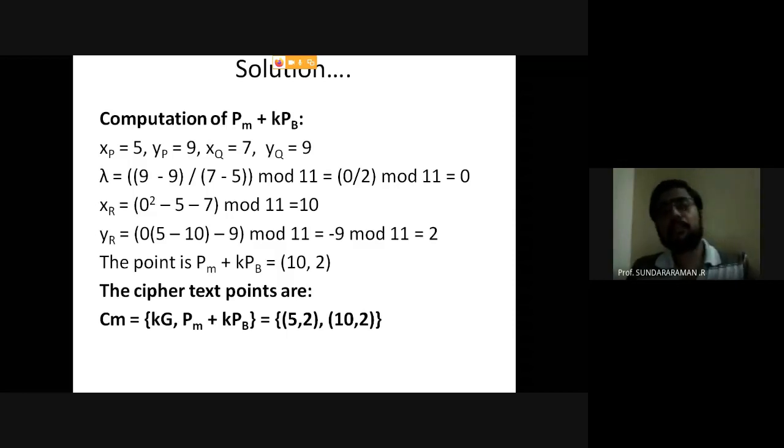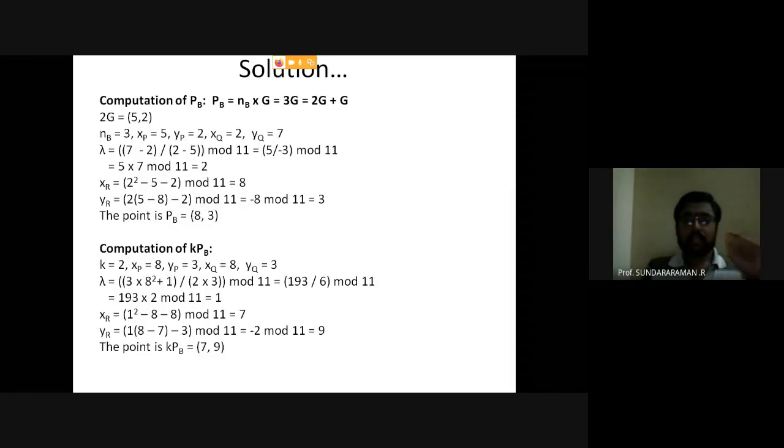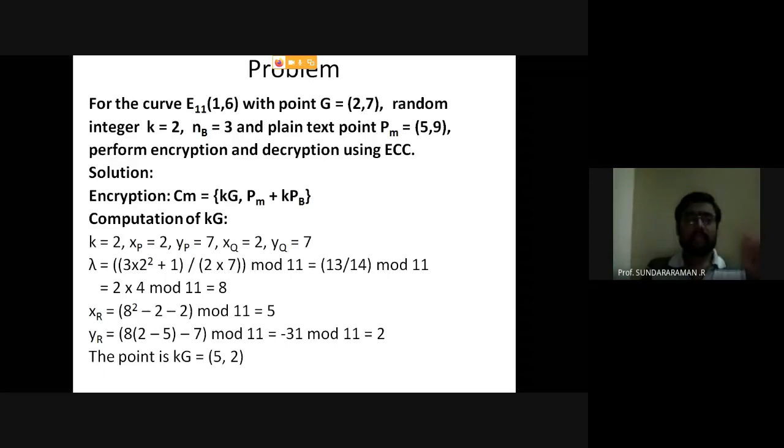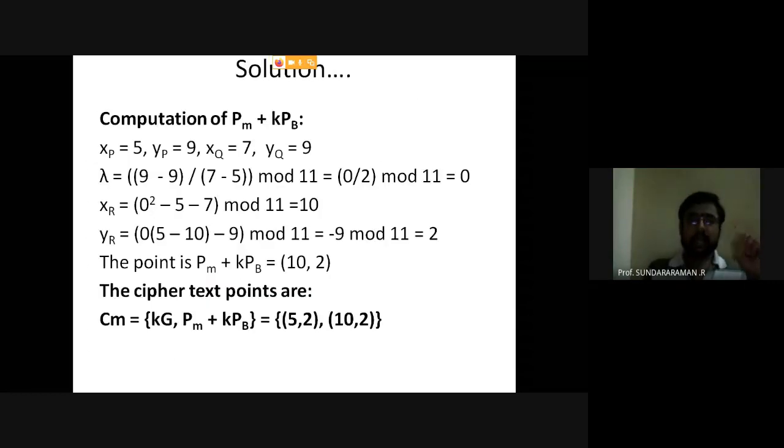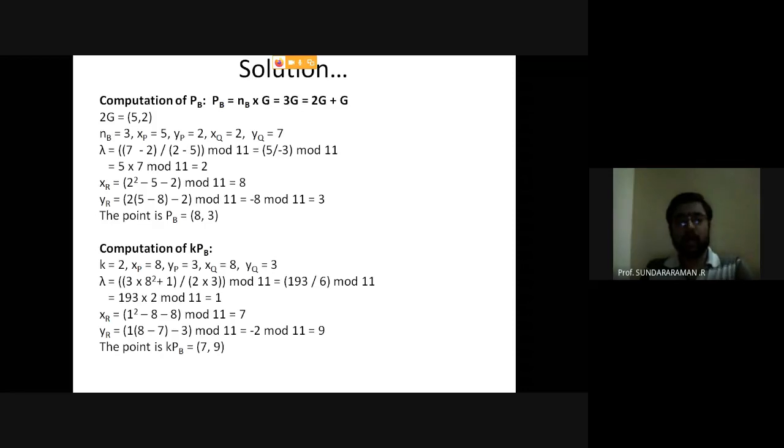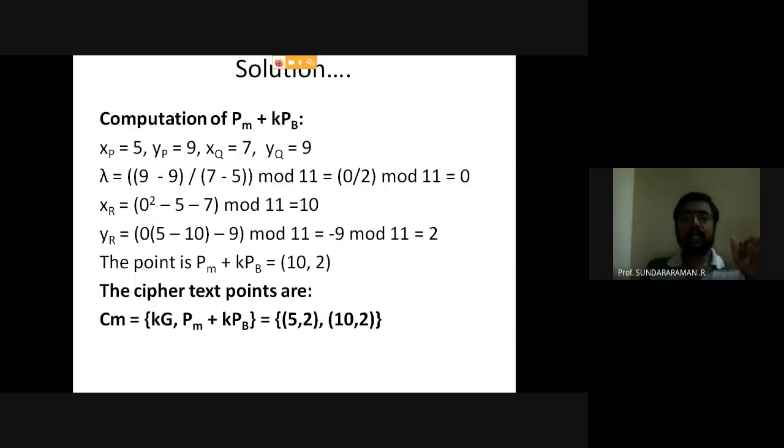PM is a different point, k into PB is a different point. Therefore, first I take the PM. What is the PM value? PM is 5 comma 9. So xp is equal to 5, yp is equal to 9, xq is equal to 7, yq is equal to 9. The second point, that is xq comma yq, is k into PB, which was computed just now. K into PB is 7 comma 9, PM is 5 comma 9. Now both are different points, so point addition needs to be performed. The lambda equation is different here, yq minus yp, which is 9 minus 9. Therefore the numerator is 0. Therefore the complete lambda is 0.